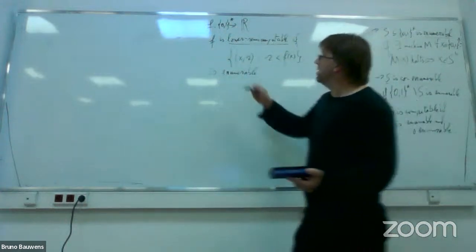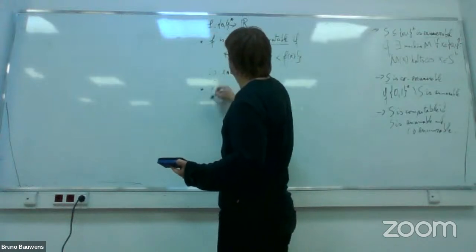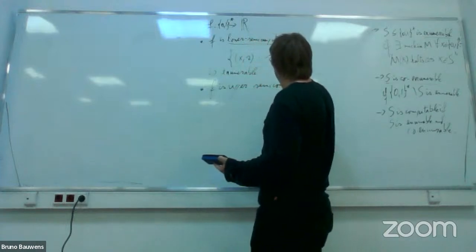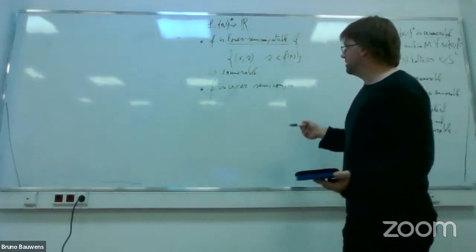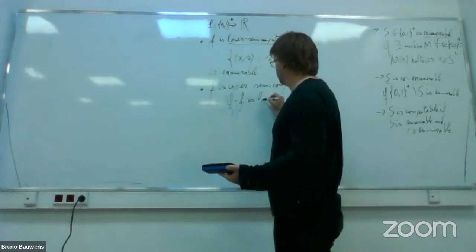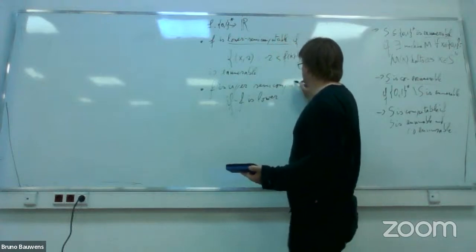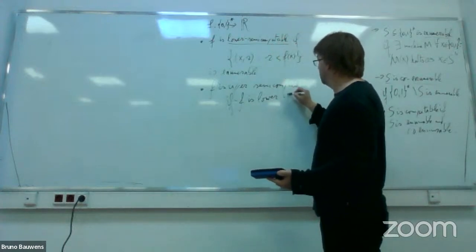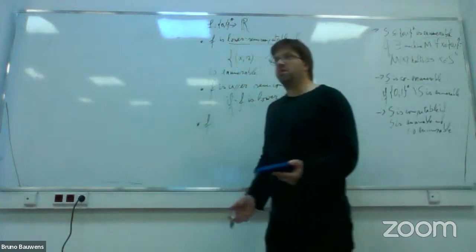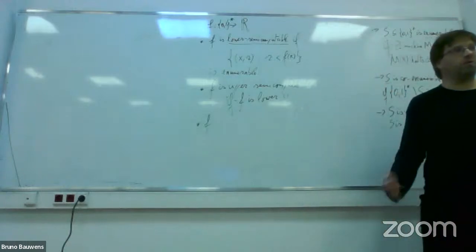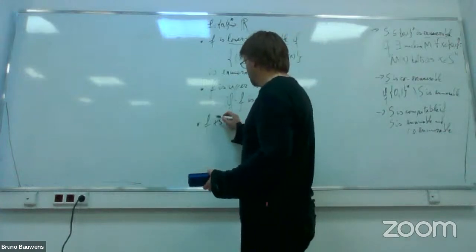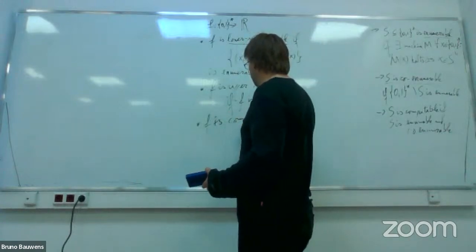Okay, and f is upper semi-computable if minus f is lower semi-computable. And then f is computable, and you guess the definition, right? If it's both lower and upper semi-computable, f is computable.